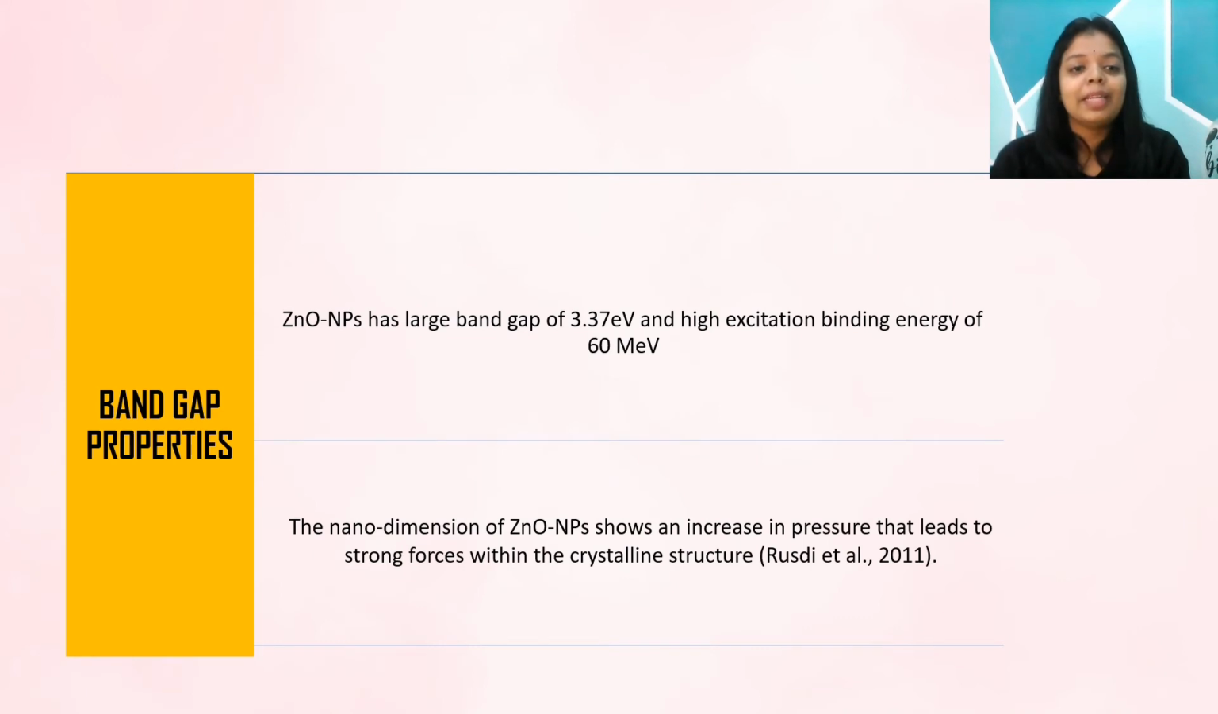Talking about the band gap properties, zinc oxide has a large band gap of 3.37 electron volts and a high exciton binding energy of 60 milli-electron volts. According to a study by Rusty, the nano dimension of zinc oxide nanoparticles shows an increase in pressure that leads to strong forces within the crystalline structure.